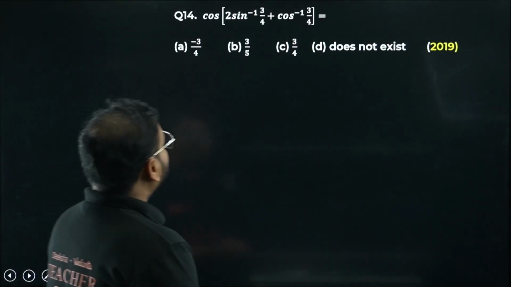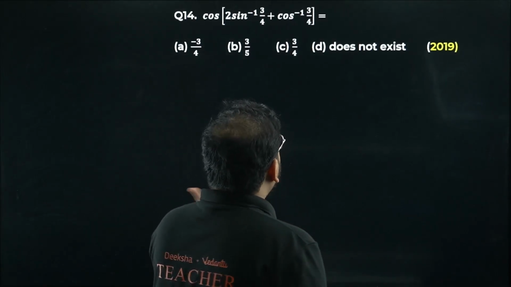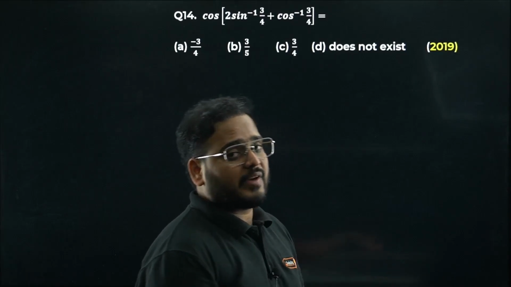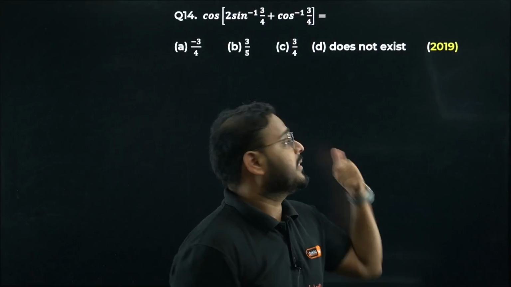14th problem. Cos of 2 sine inverse of 3 by 4. Now over here we'll make use of this property a lot. Sine inverse of x plus cos inverse of x is going to be pi by 2. Tan inverse of x plus cot inverse of x is going to be pi by 2. Those conditions. Okay. Let's check over here.